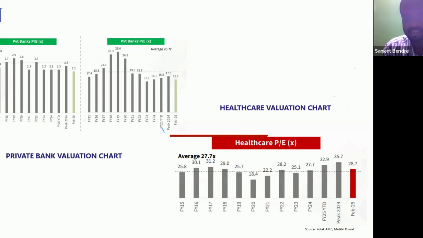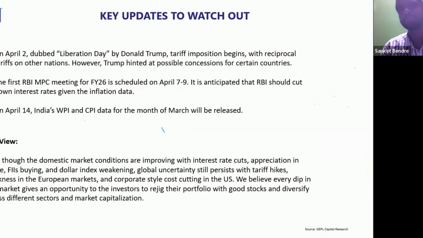So there are a few key updates that we have to look out for in the month of April. The first, I would say, is that on April 2nd, Mr. Trump, who has dubbed it Liberation Day, will be imposing some tariffs, such as the auto tariffs on the auto sector, which we saw today. So he will be imposing that from April 2nd. And the reciprocal tariffs that he has been mentioning, that he will reciprocate the tariffs that the other nations have been imposing on the US. So these are the two tariffs that we will be seeing on April 2nd.